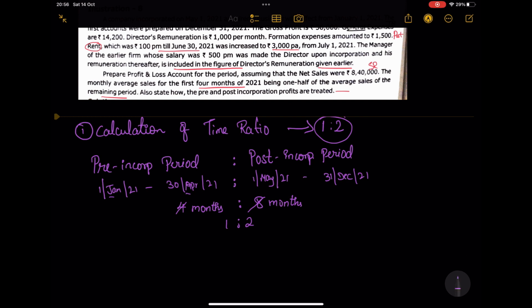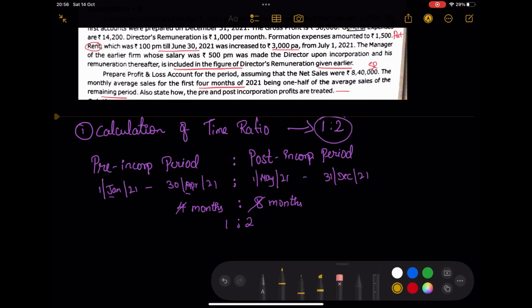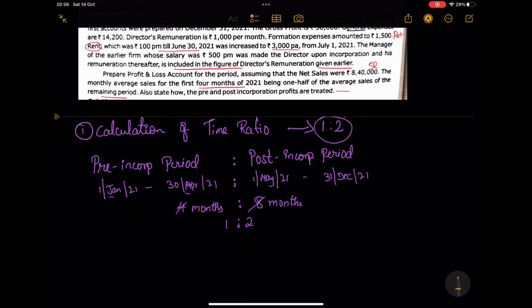Yeah. Next, we are going to calculate sales ratio.